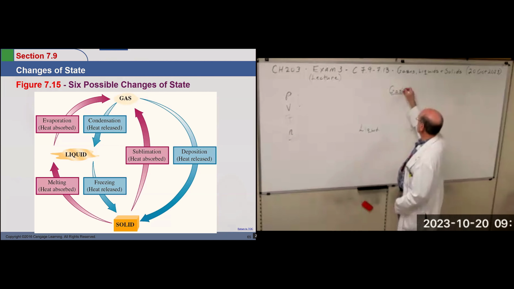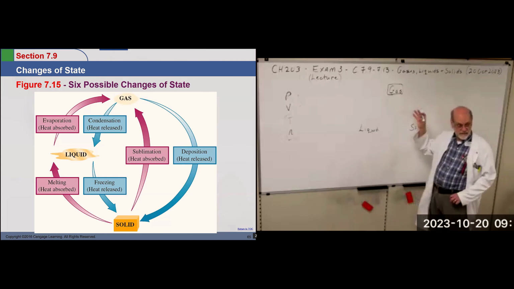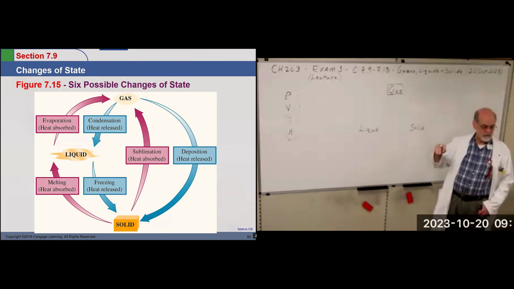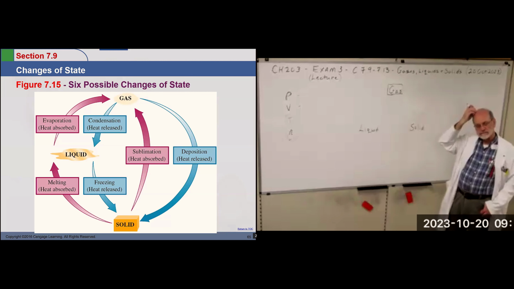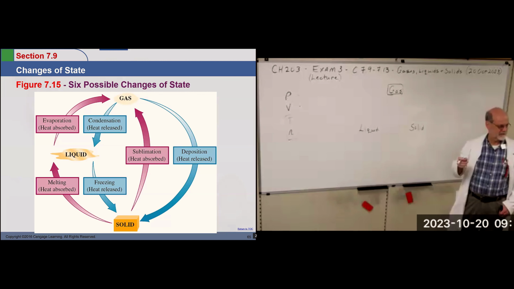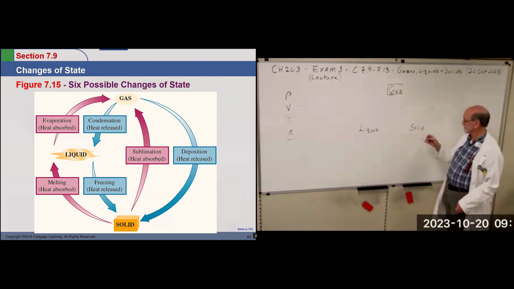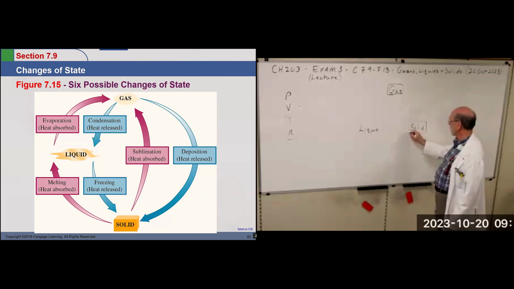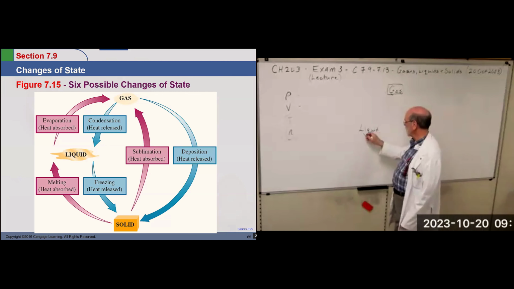Okay, so we've got these three states, and this is the same substance. If it were, I don't know, gold, you could melt gold. Actually, you can evaporate gold if you get it hot enough. But these are the phases.